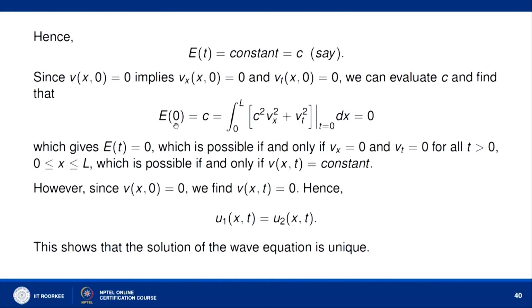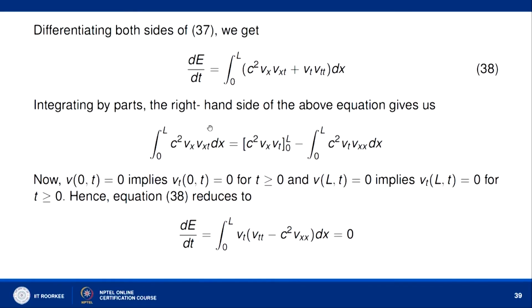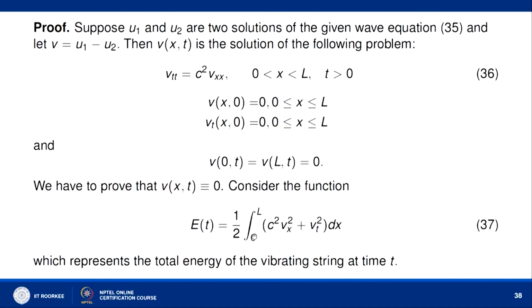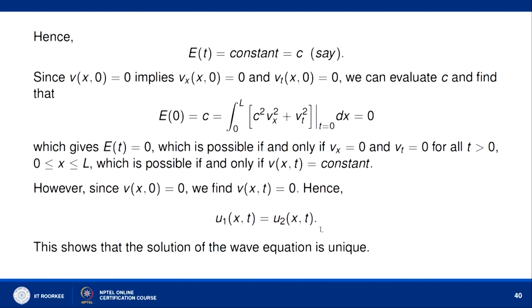So, we can calculate E(0). E(0) is equal to the integral from 0 to L of c square Vx square (x,0) and Vt square (x,0). When you do this, this value is coming out to be 0, this value is coming out to be 0, and hence E(0) is coming out to be 0. But since E(t) is constant, this constant value is coming out to be 0. So, E(t) is 0 for all t.